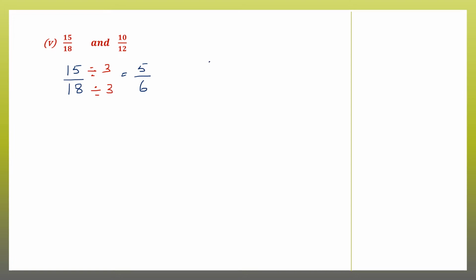Now let's take 10/12. 10/12, both are in the tables of 2. So the common factor here is 2. So let's divide both by 2 and see what we get. 2 5s are 10 and 2 6s are 12. So as you can see, both are the same. So even if you write it as a ratio, it will be the same. So do they form a proportion? Yes, these two ratios form a proportion.